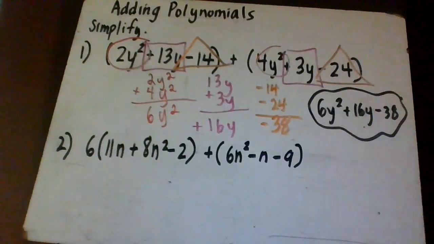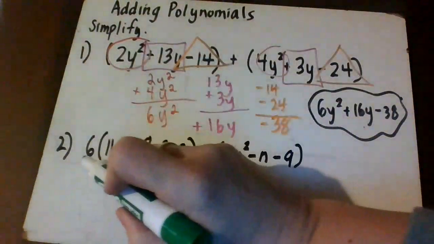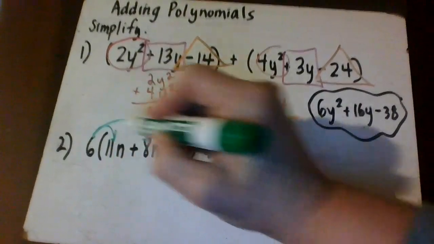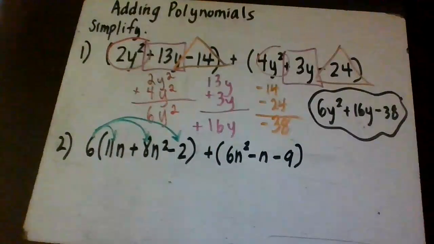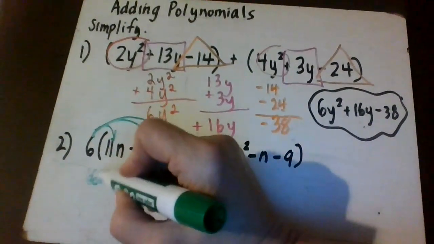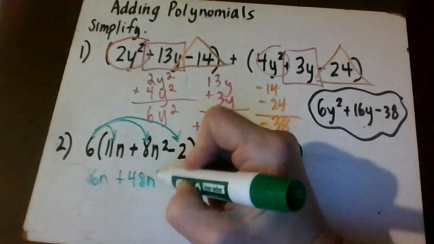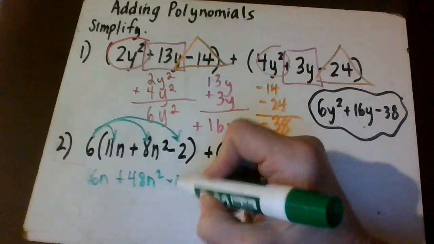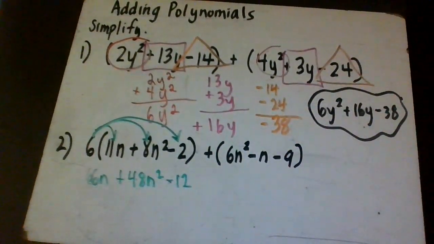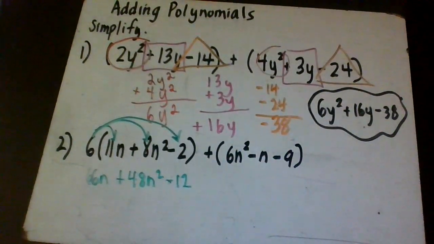All right, this one I took up a notch, just a tad. I went ahead and put in a multiplication in front of this polynomial. So first up, I would have to distribute that 6 to every term in the polynomial. So 6 times 11n would be 66n, plus 6 times 8n squared would be 48n squared, and 6 times a negative 2 would be a negative 12. And then I have it plus this one here. So now there isn't any simplifying here. There's no distributive property. So now I'm going to collect my like terms.